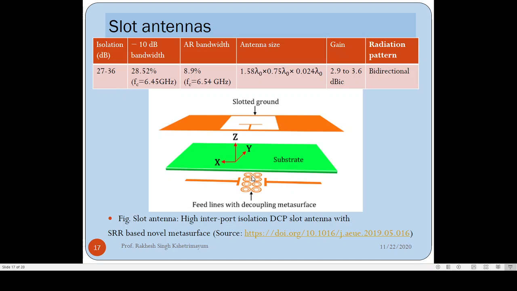So this is the first antenna we'll be discussing, and it has originated from our research group. And if you are interested in finding more details about this antenna, you can go to this link here.